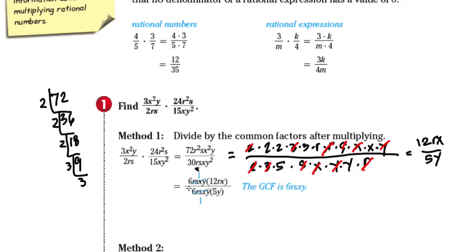Your GCF will be 6rxy, and then you're left with 12rx all over 5y. So either way you do it, the only thing with finding the GCF is that you need to be able to do this mentally. In this case, there's no mental stuff here. You simply write down the prime factorization and completely factor each monomial, and you get your simplified form.